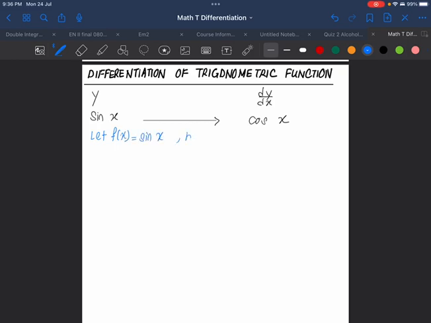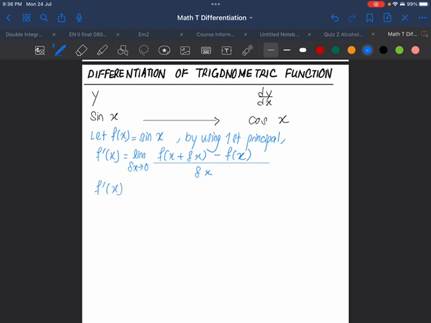So by using first principle of differentiation, we know that f prime x is equivalent to the limit as delta x approaches zero of f(x plus delta x) minus f(x), over delta x. Now we replace f(x) with sin x, we get sin(x plus delta x) minus sin x, over delta x.